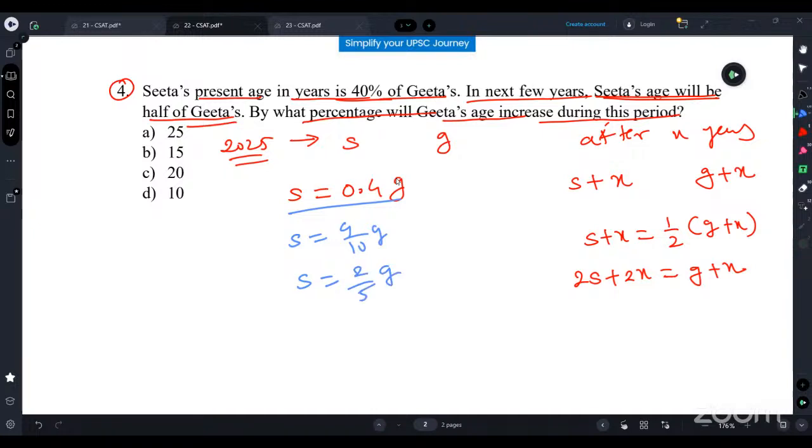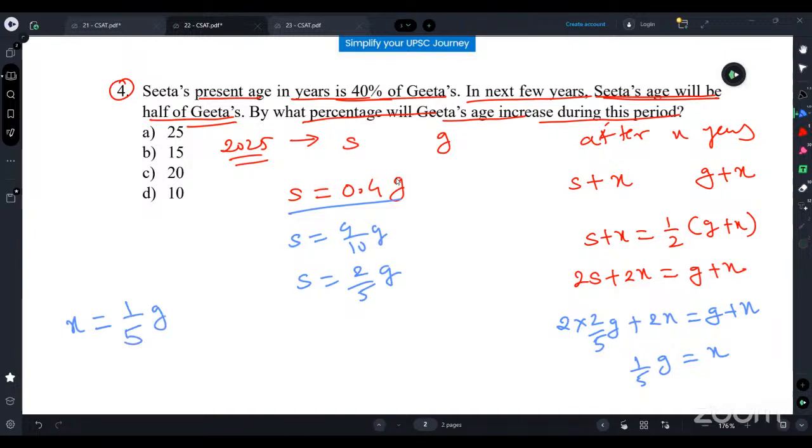Okay, see now, let's put this value of S as 2 by 5 times G. So 2 into 2 by 5 times G plus 2X will be G plus X. See now, this will be 4 by 5 G minus G, so that will be 1 by 5 times G, and 2X minus X will be X. Okay, see now guys, we have this value of X as 1 by 5 times G.